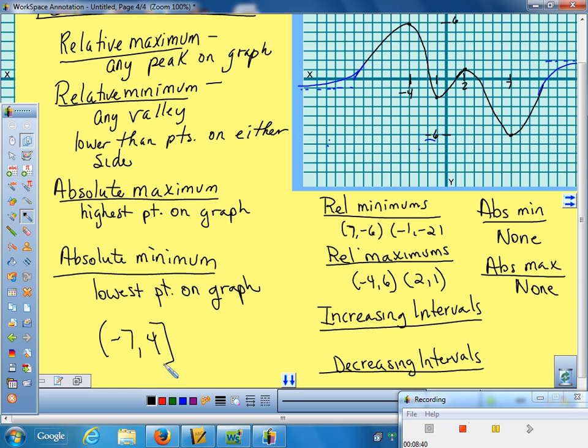Okay. Here, we also want to know when our graph's going up and when our graph's coming down. When a graph is rising, we say it's increasing. When a graph is falling, we call it decreasing. Okay. So, I actually am going to turn this back to the original graph.